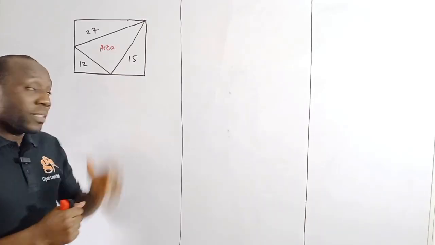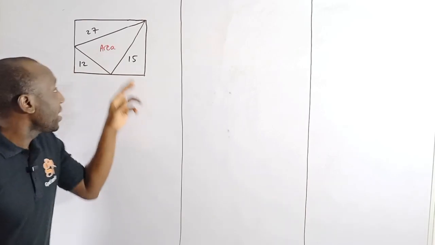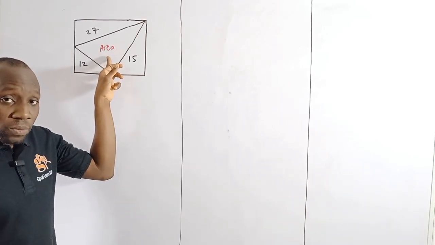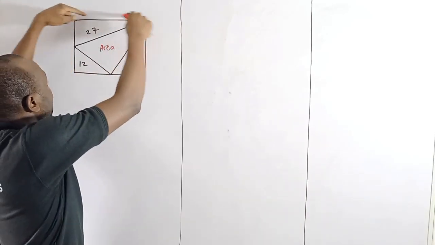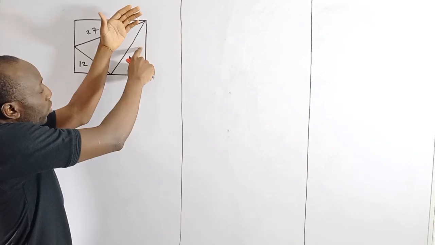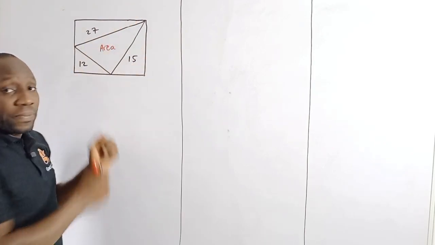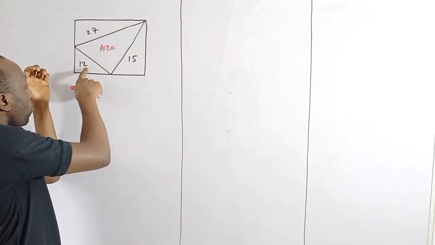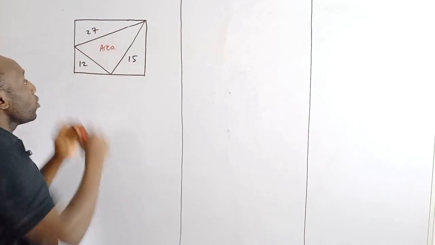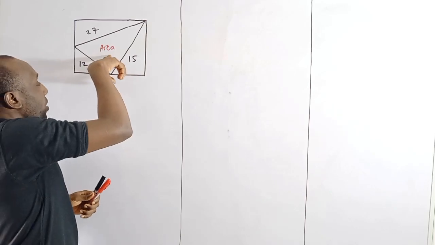This is a very interesting question that we have. So what we're asked to find is the area of this triangle, okay? And we have this rectangle. This triangle has an area of 15. This one has 12 units square. This one has 27 units square. But we don't know this one inside.